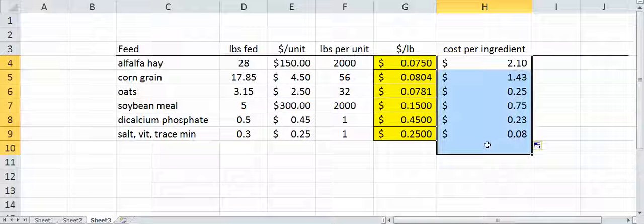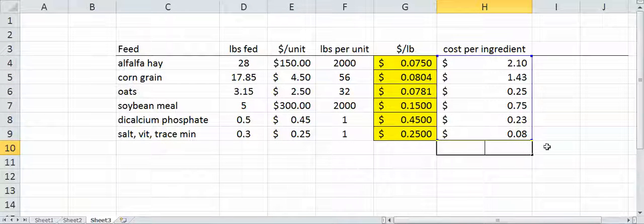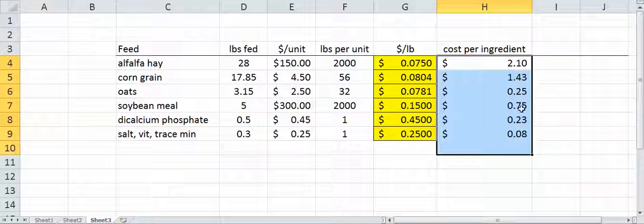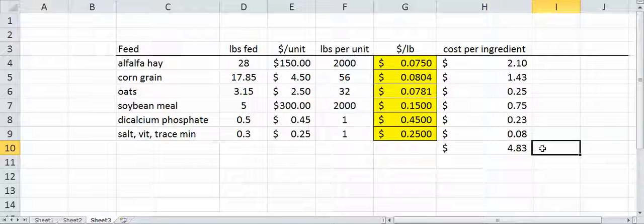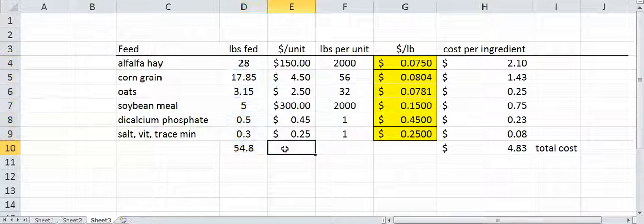Now I'm just going to simply add all of the ingredients. Again, let me redo that so you can see that. I highlight the cells I want to add, go one more cell, come up here to auto sum, click it. Now I have my total cost. I'm going to label that. I need to know my total pounds so that I can get my cost per pound, so I auto sum again.